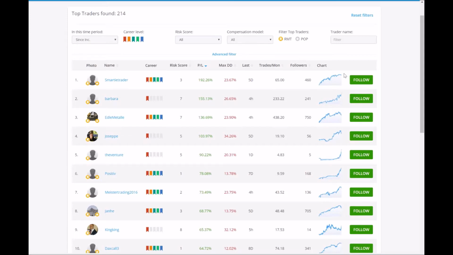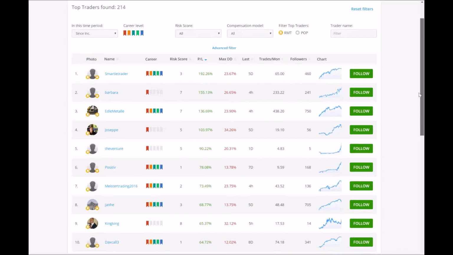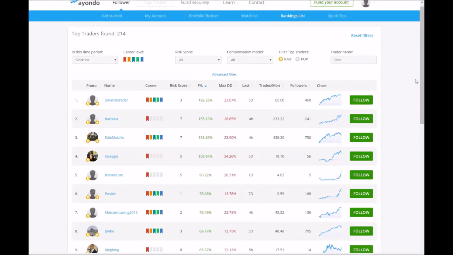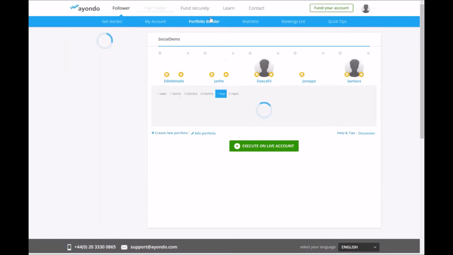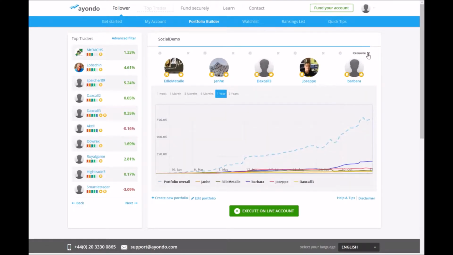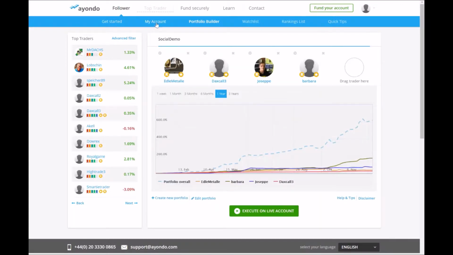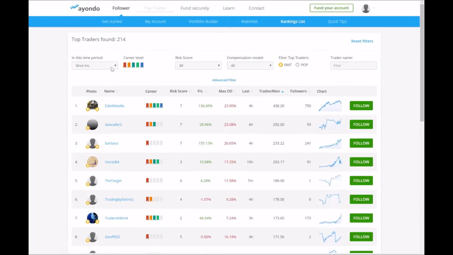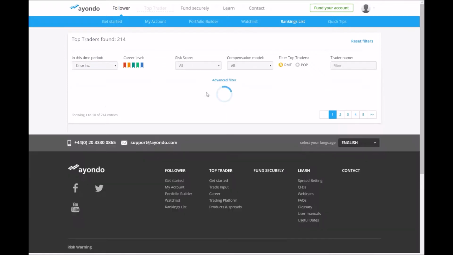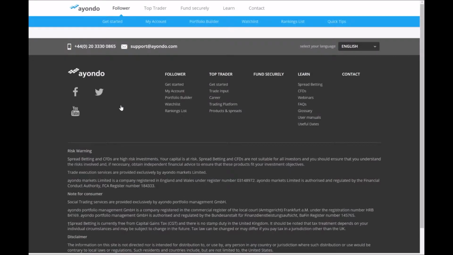Okay, so there's our headline figure. I think straight away we've got a clutch of interesting traders to choose from. So let's find out a bit more information. Let's have a look at Smarty Trader. Let me just see, am I actually following this person already? Let me have a quick look. Let me just take that one out for now, and I'll jump back to the rankings list. Let's take a look at Smarty Trader. So let's click on here.